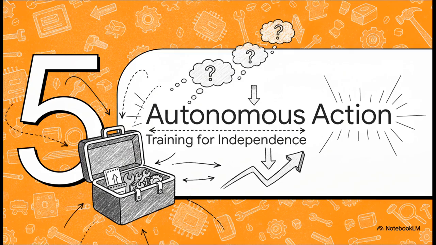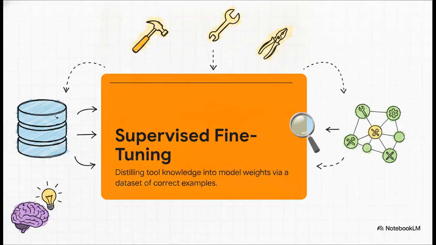But what if we have dozens of tools? That brings us to our final section, Section 5, Training for Autonomous Action. You really don't want to clutter up your valuable context window with endless examples, because honestly, too many instructions can actually degrade the model's performance. That's where supervised fine-tuning, or SFT, steps in.